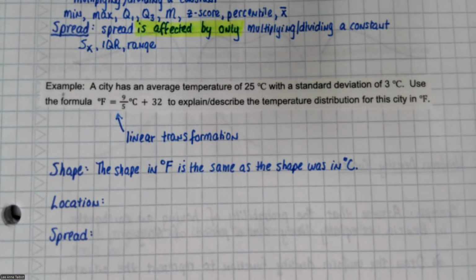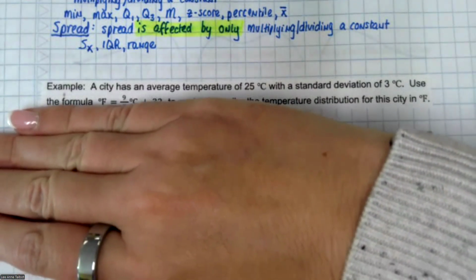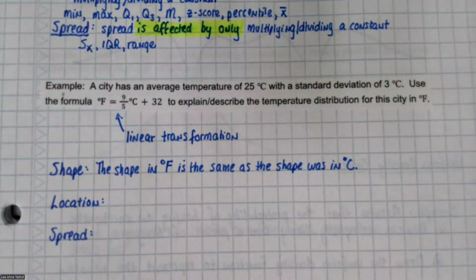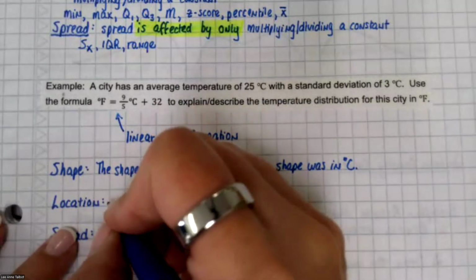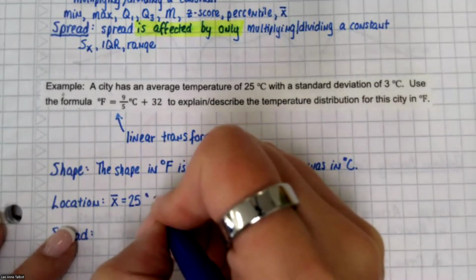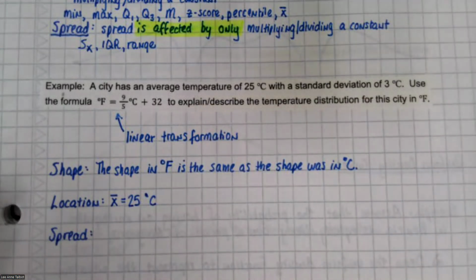Okay, can you guys tell me there's one number in this problem that is a measure of location. Which number in this problem is a measure of location? Yes. Okay. Other numbers, yes. 25. Yeah. Okay. So the location in this case is an average. So we have average equals 25 degrees Celsius.